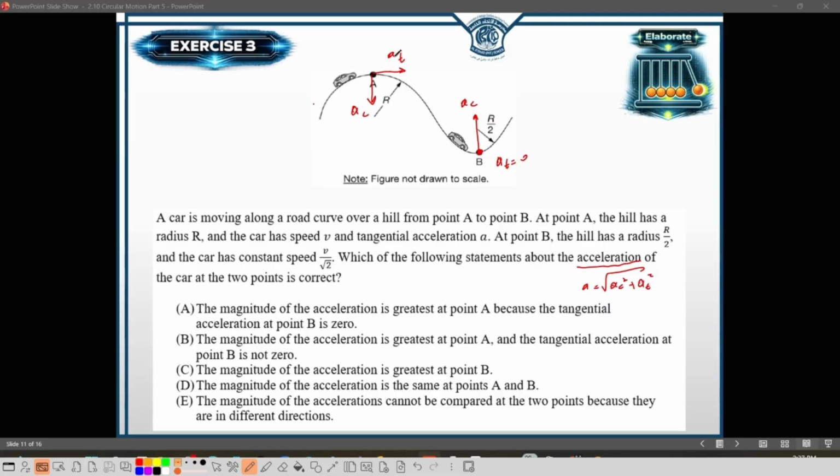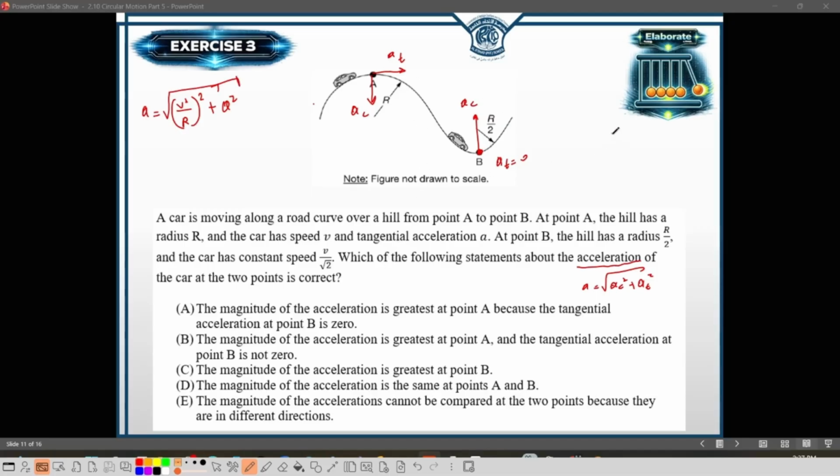So let's find out what the acceleration will be in the first case. The acceleration is equal to AC, which is V squared over R, to the power 2, plus the tangential part, because the magnitude will be written with AC squared. The AC itself is V squared over R. And we have the square because this is a Pythagorean sum. Now for the tangential, the acceleration is A. So this is the acceleration at point A.